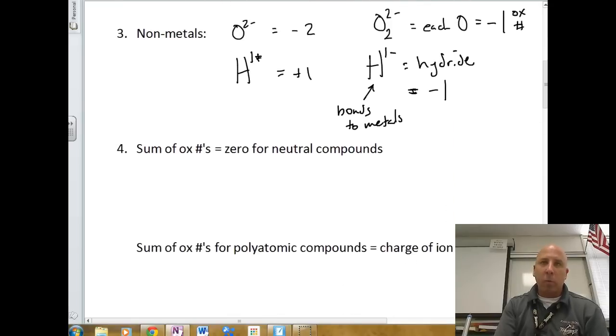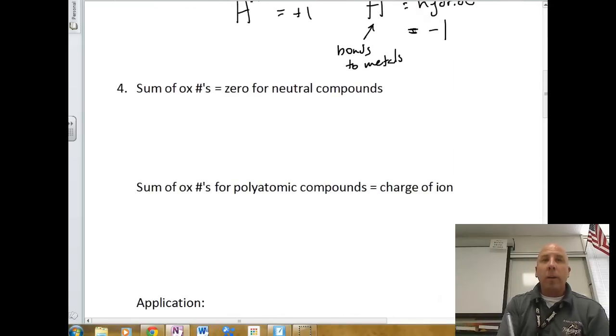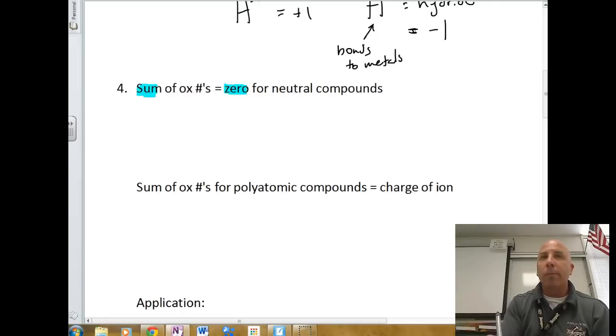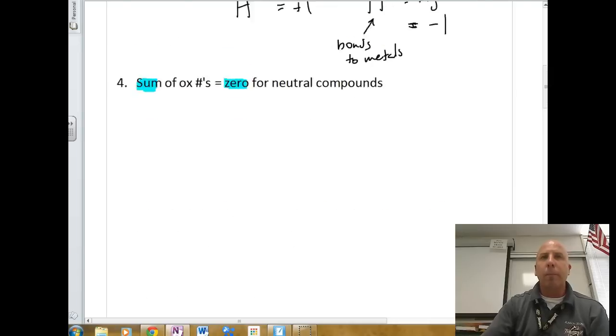Now, what does this have to do with anything? Well, first off, we say that in a neutral compound, the sum of the oxidation numbers is going to be 0. For neutral compounds, the sum is going to be 0. So this is what I mean by this, and this will give you an example. Let me scooch this down a little bit here.